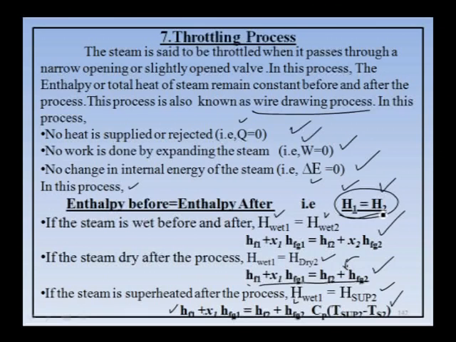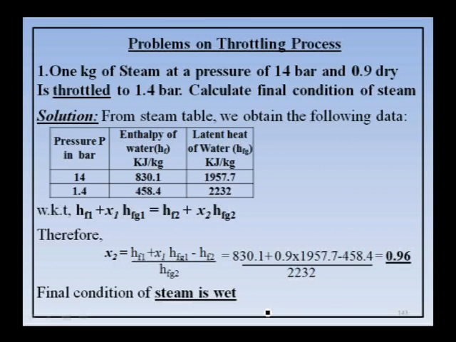In that case, first you take a superheated formula, then you take a wet formula. So depending upon the condition, you can interchange H1 and H2. This is the enthalpy before and after in a throttling process. The important thing in a throttling process is Q is equal to 0, W is equal to 0, delta E is equal to 0, only the enthalpy remains the same before and after. That means only the enthalpy formula comes in the throttling process, no other formulas are there.